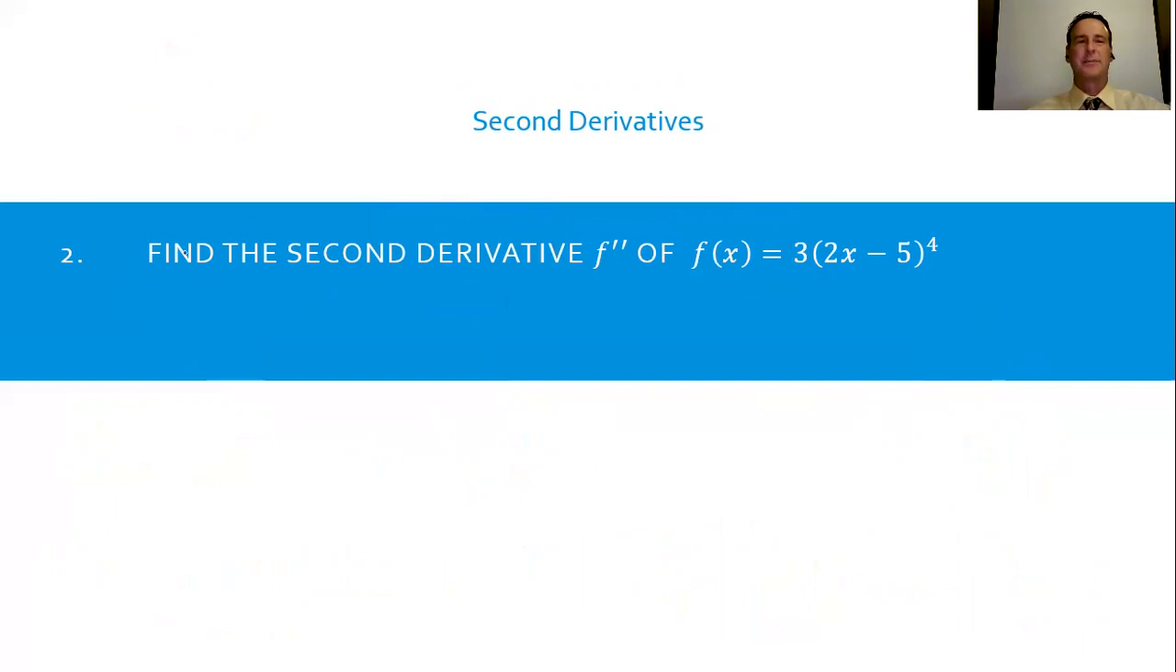All right, next piece. Find the second derivative of f of x equals 3 times (2x minus 5) to the 4th. So here's what I'll do. f prime of x: 4 comes out in front.